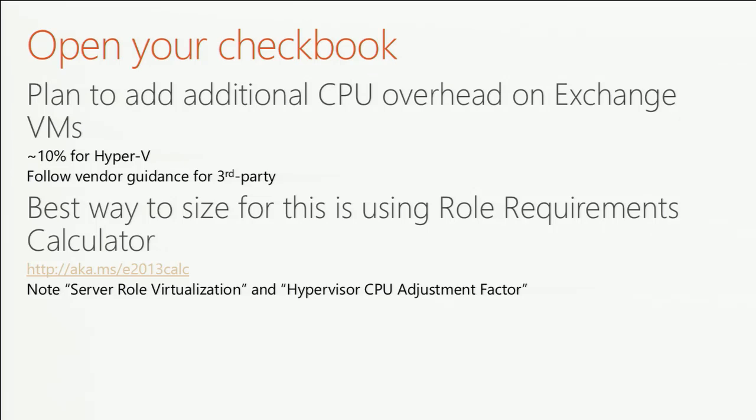The role requirements calculator actually makes it fairly easy to make these calculations. There's a drop-down box right below the multi-role option. Multi-role default is yes. Virtualization default is no. But if you're going down this path, you just change that to yes, and it will add the 10% for Hyper-V. There's another field a little bit farther down where you can override that value if you're using a different hypervisor. So that allows you to really quickly calculate what you need.